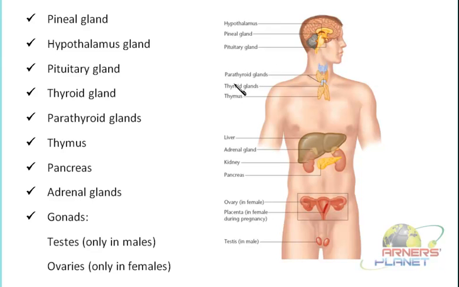After that we studied about the parathyroid glands, thyroid glands and the thymus. Where are these glands located? In the middle part of your body. They are actually in the neck region or in the thoracic region, right? Then further, the liver, it is not an endocrine gland. It is an exocrine gland.